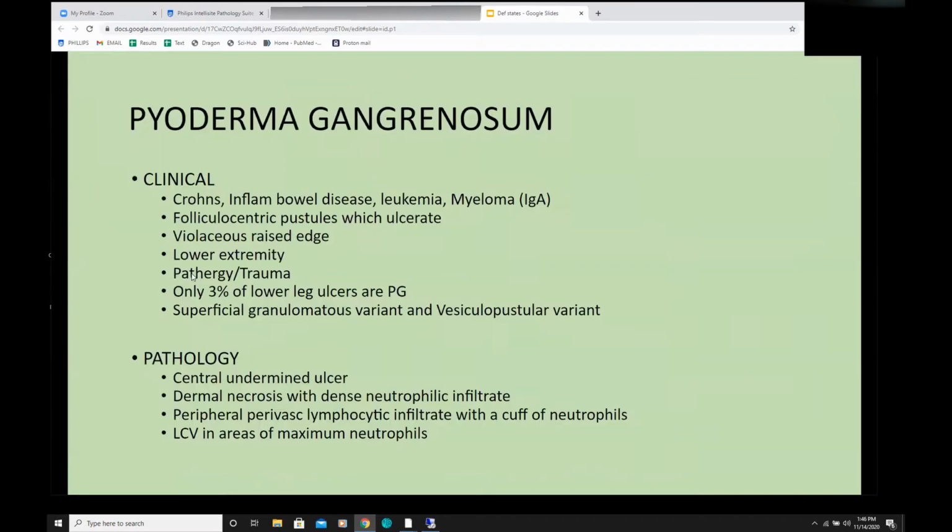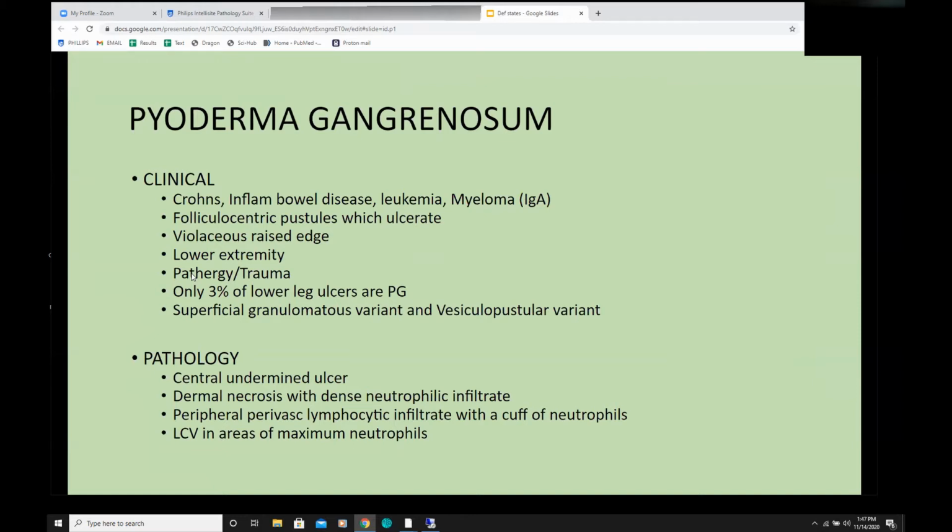I've got some slides. And then the third big group I want to go through was pyoderma gangrenosum. This is known to most of you as associated with Crohn's disease, inflammatory bowel disease, leukemia or myeloma, often IgA myeloma. This presents with follicular-centric pustules which ulcerate and have a violaceous edge. It's usually on the lower extremity, associated with pathergy and trauma. And interestingly, I saw only 3% of lower leg ulcers are due to pyoderma gangrenosum. So much more common are vascular ulcers and tumors and other causes of ulceration.